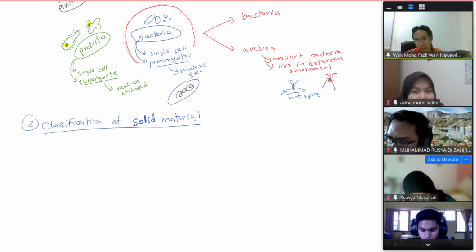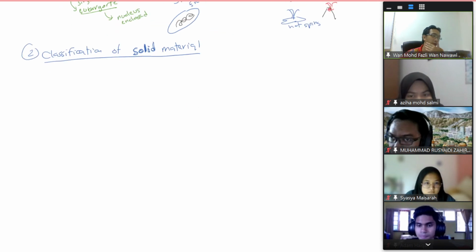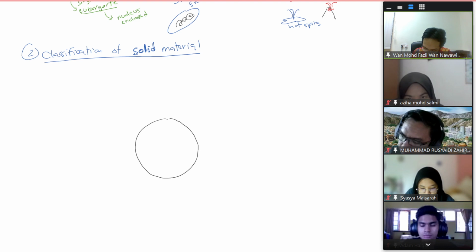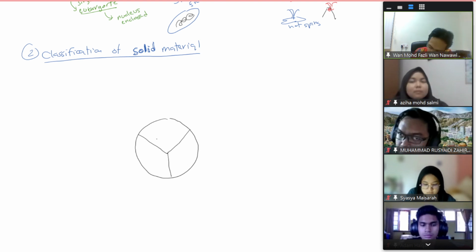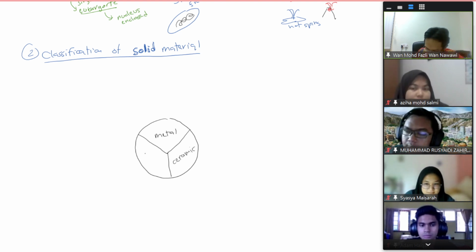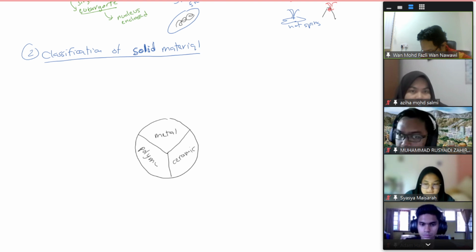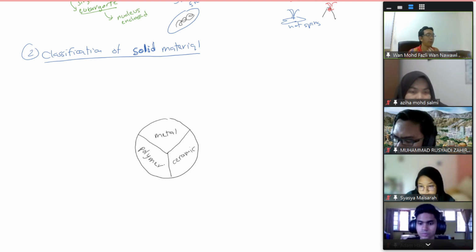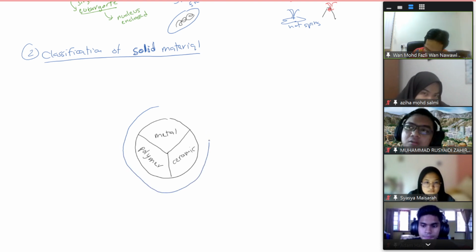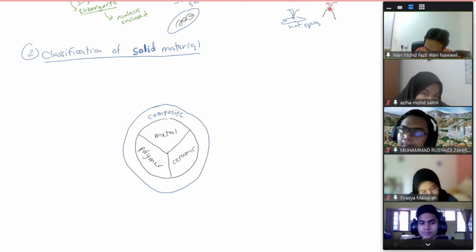For solid material, we have seen our presenter before. They talk about three things, let me draw like this. You have metal, then you have ceramic, and also you have polymer. This is the traditional classification of solid material. And if you combine any one of them, you get what we call a composite.